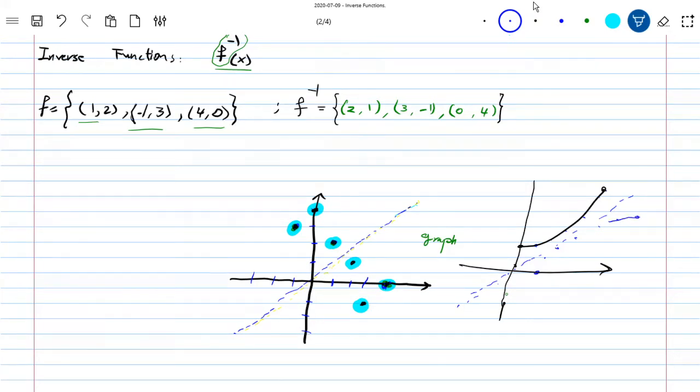So what you get is this reflected graph. If this is f, this must be f inverse. All the points are reflected about this 45-degree line, every point. All those points are reflected.